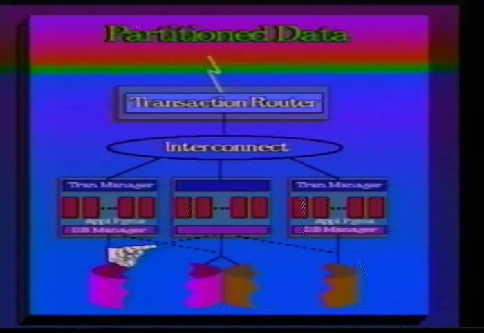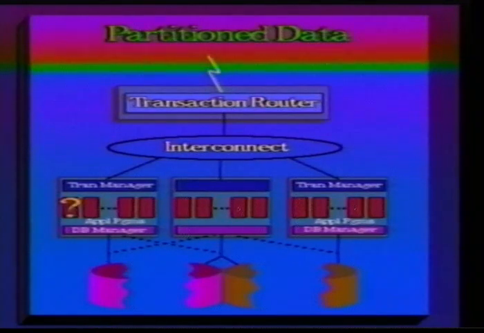For availability reasons, a database manager is normally connected to another partition of the database. If the owning database manager or the owning system fails, the backup database manager can be told to access the data. Note that both database managers cannot access the same data at the same time. One or the other must be in control.